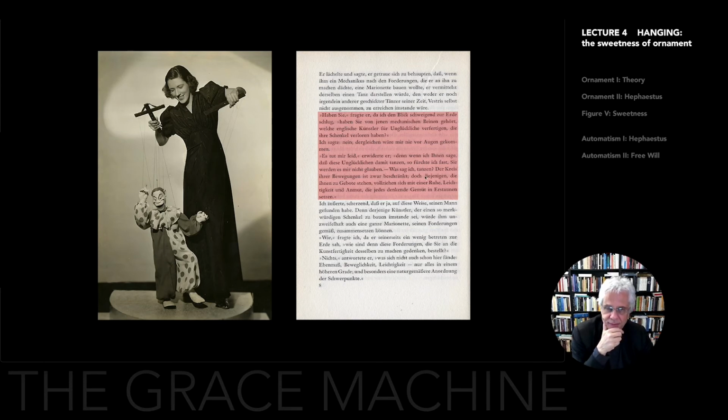Just a few pages further on, it's the fifth page in the text, I think. "Haben Sie dadurch einen Blick, haben Sie vor jedem mechanischen Beinen gehört, welche englische Künstler für Unglückliche verfertigen? So, die ihre Schenkel verloren haben." That means, have you ever watched these? So the dancer speaking to the narrator: did you ever watch these mechanical legs that English artists make for disabled people that have lost their limbs, prostheses?